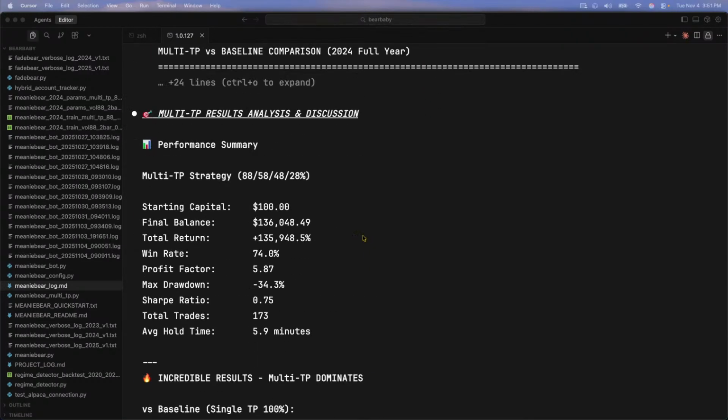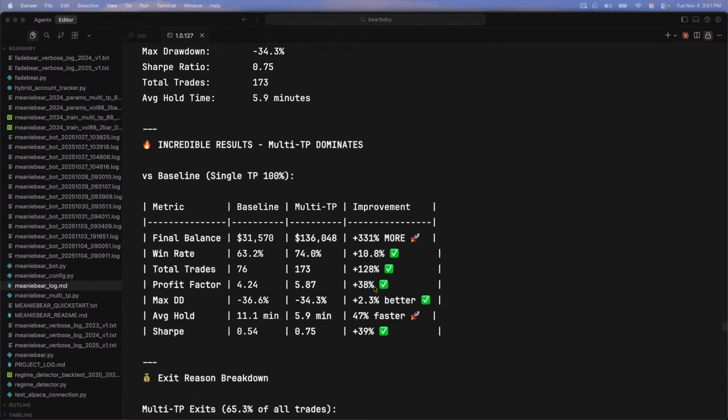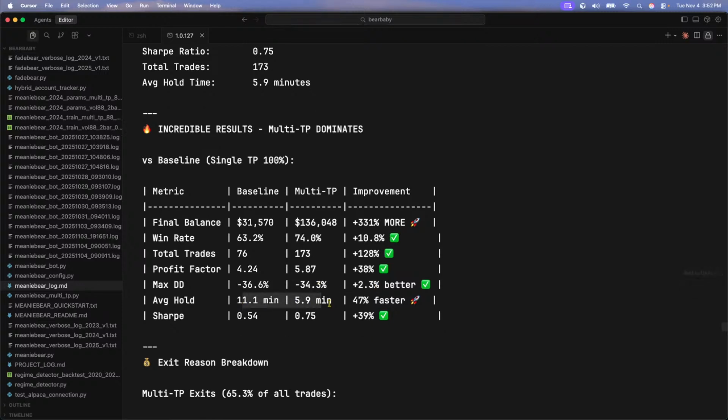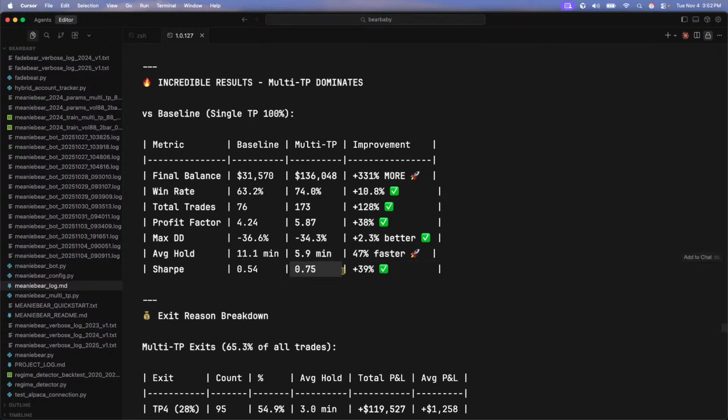So you see, I wanted to skip it, but I couldn't. 331% more. The win rate went up by 10 percentage points. The trades went up by 128%. The profit factor went up by 38 percentage points. The max drawdown went down by 2.5 percentage points. The max hold time went down almost half. The Sharpe ratio went up, right?